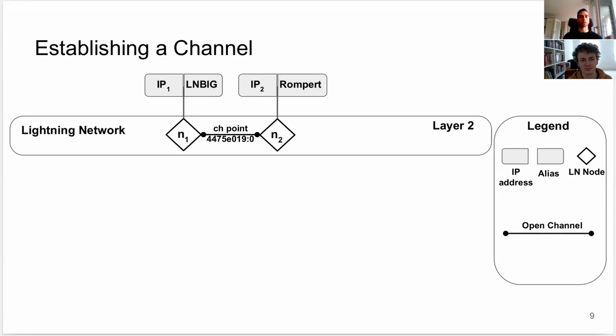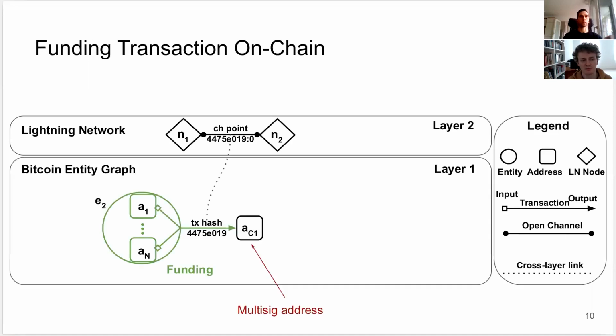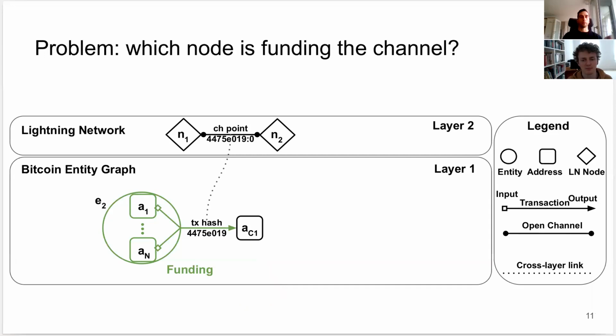What happens on the Lightning Network is that two nodes can establish channels, and once they establish these channels, they need to write on the blockchain. Writing on the blockchain means creating a transaction. In this case, we call it funding transaction, where a set of addresses is sending coins to a multi-signature address that is locking the funds. And the channel point, which is the ID of the channel, is referencing exactly this transaction. At this point, we do not know which node is funding the channel, so this is our first problem.